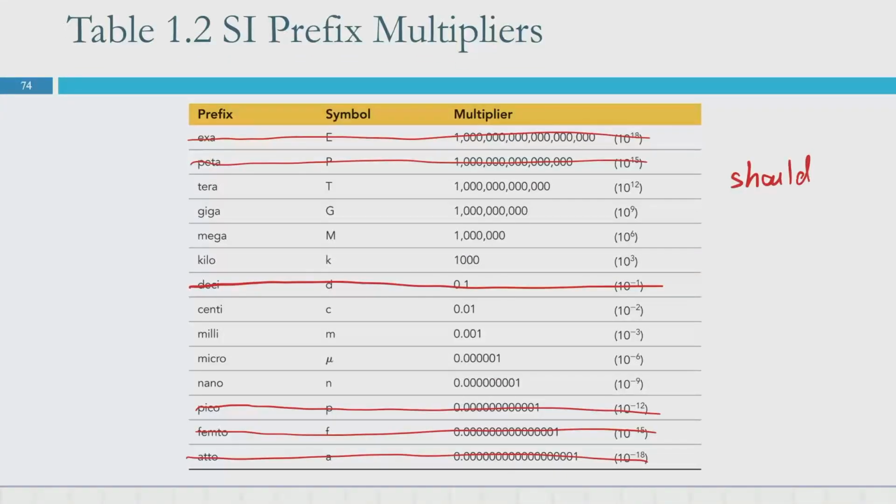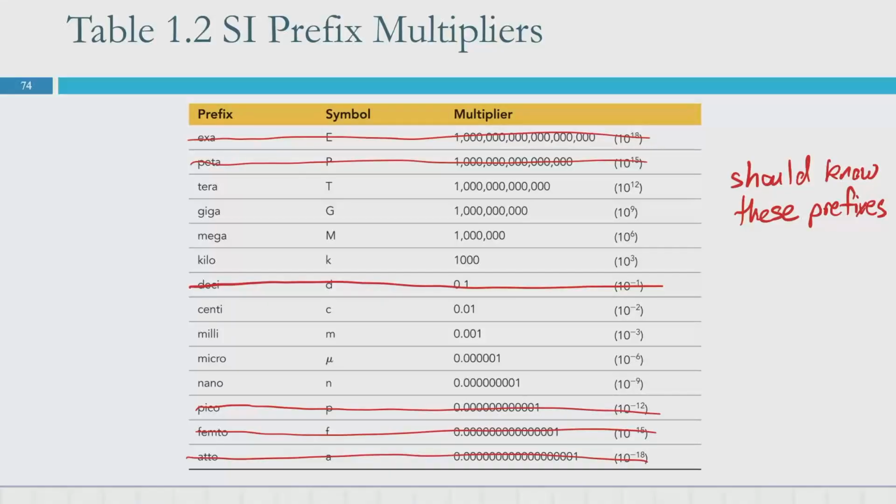So we should know these prefixes. Fortunately for us, we are probably already, at least in terms of hearing them and knowing, oh, that's a thing, I recognize that. We're probably already familiar with about half of these or more.